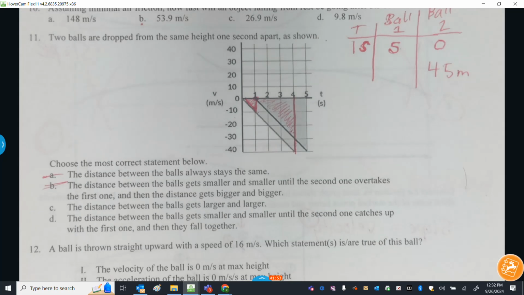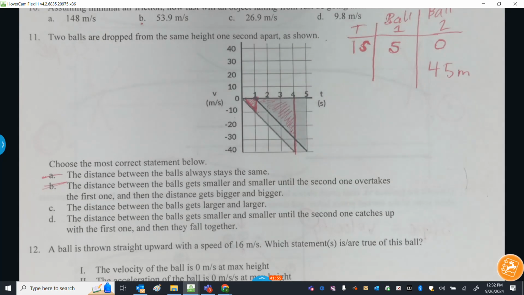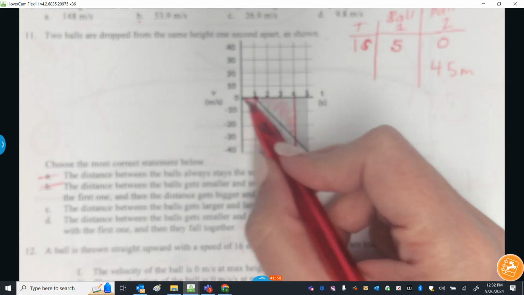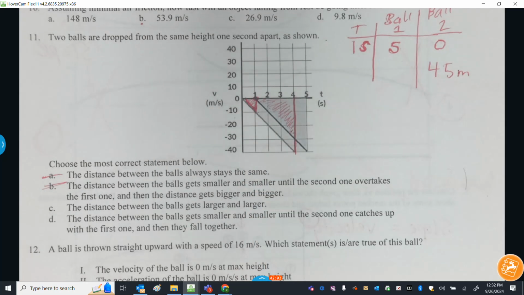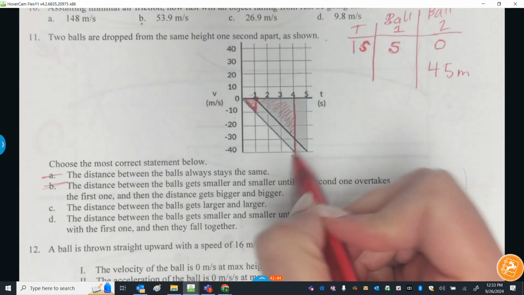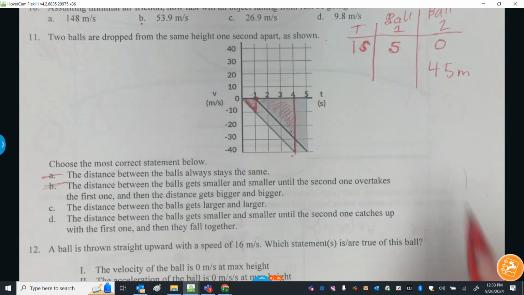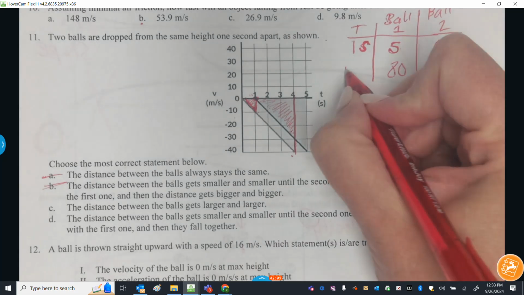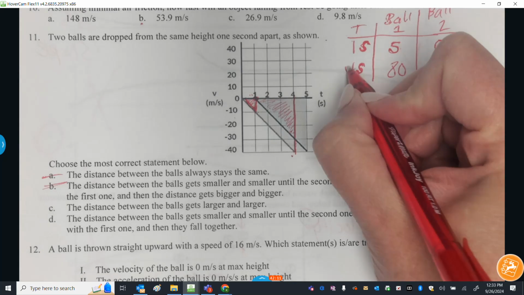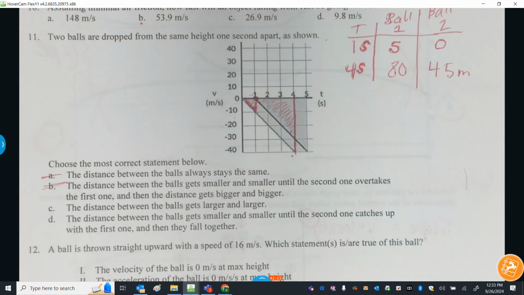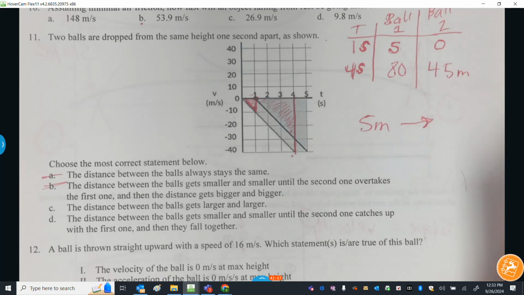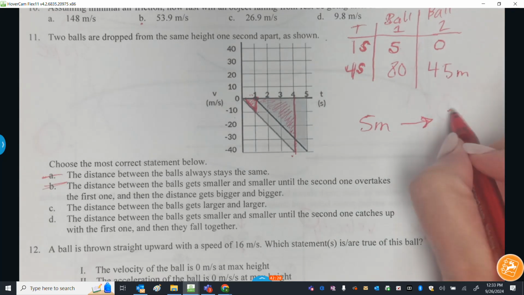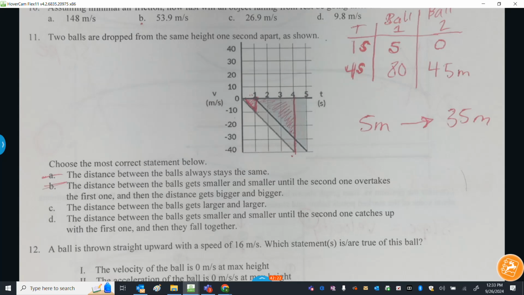Okay, ball 1, the first one that got dropped: half of 4 is 2, and then this height is 40. 2 times 40 is 80. So at 4 seconds, and again, you could have picked any other time, you just need to be able to compare two of them. They started out 5 meters apart, and then after 4 seconds, they are now 35 meters apart. They're obviously getting farther away from each other. And so that proves this one.